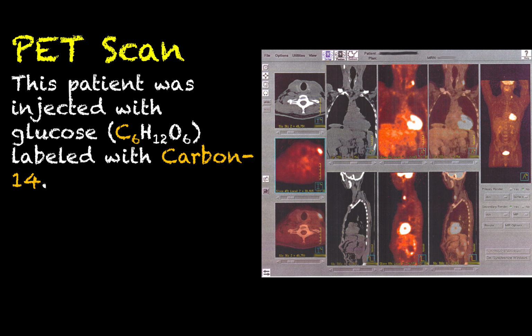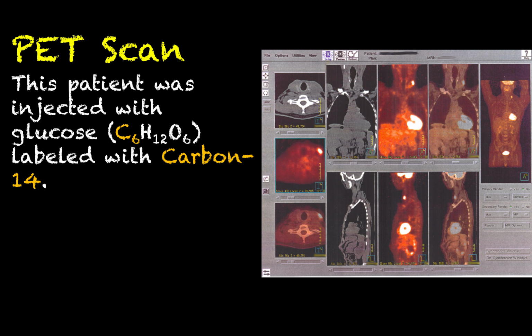So this example comes from your textbook. This is a PET scan being performed on a patient. This patient was injected with radioactive glucose. Glucose has a molecular formula of C6H12O6. What makes this particular kind of glucose radioactive is the carbon atoms in this glucose are labeled with carbon-14, which is a radioactive isotope of carbon.